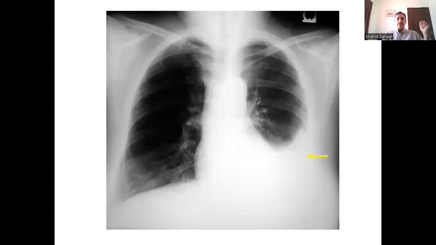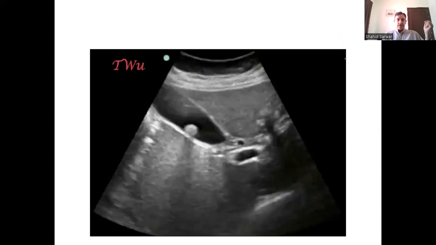And we can see that there is homogeneous opacity in the left lower lung zone with loss of costophrenic and cardiophrenic angles, meaning that this is most likely a pleural effusion on the left side. This is an ultrasound which was done, and you can see there is an opacity within the lumen of the gallbladder, which has got a shadow, suggestive of a stone in the gallbladder.